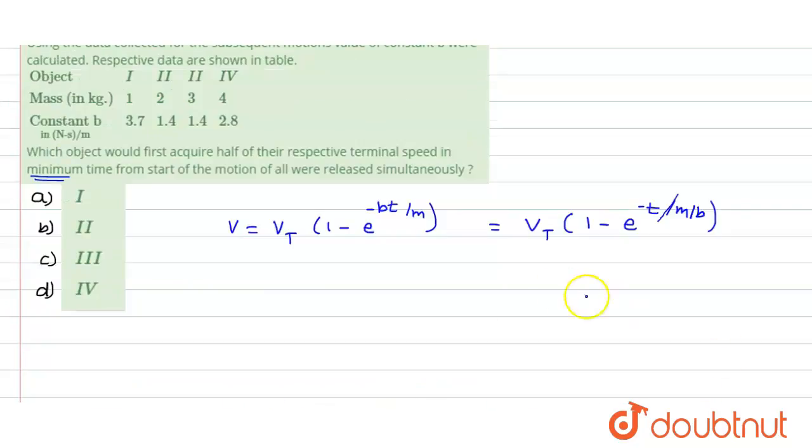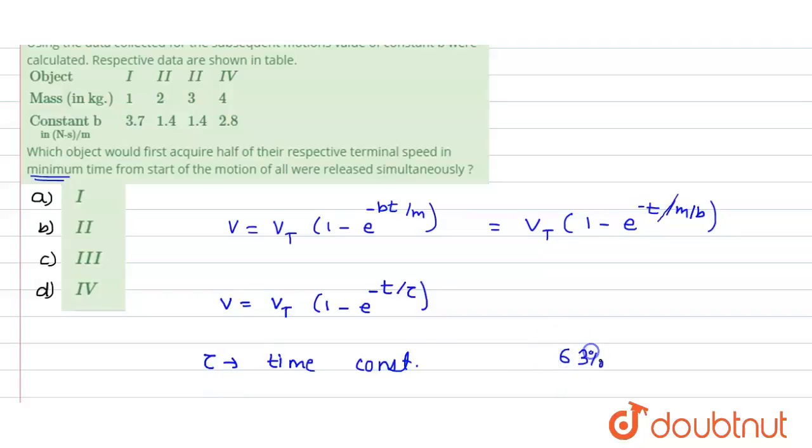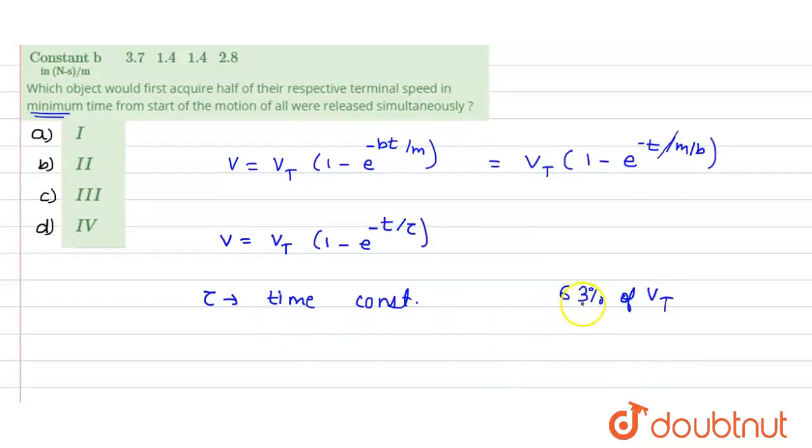Now if we rewrite this expression as v equals vt into 1 minus e to the power minus t divided by tau. These are the expressions which we have seen in the capacitor. Now what does this tau represent? Tau represents the time constant. What does it indicate? It indicates the time at which our velocity, or any expression which is written in this form, and in this case it is velocity, reaches about 63% of the terminal velocity vt.